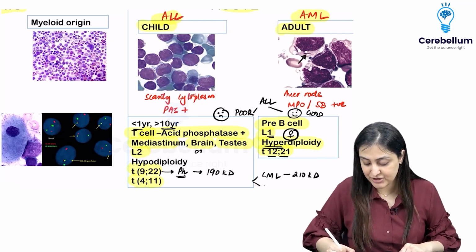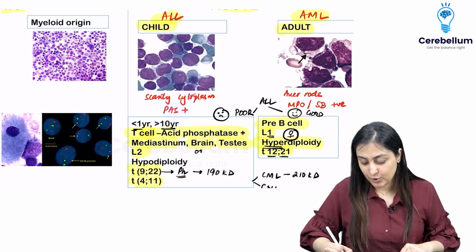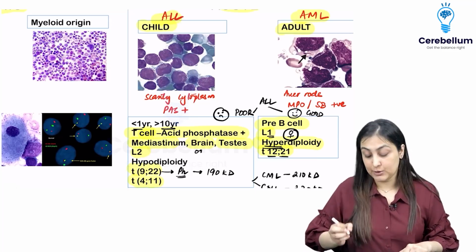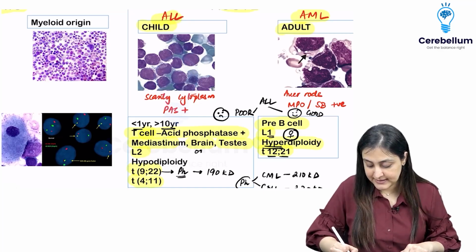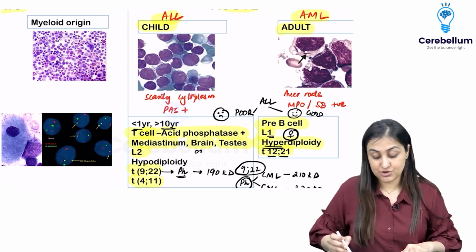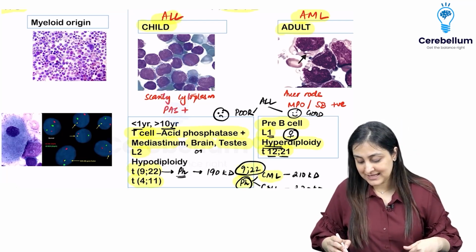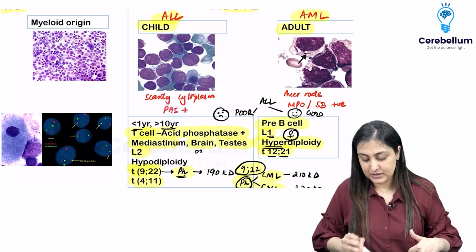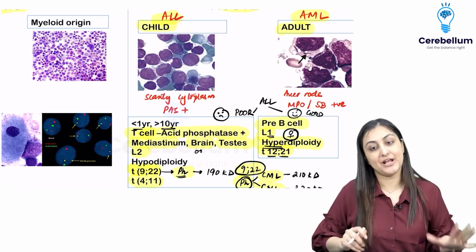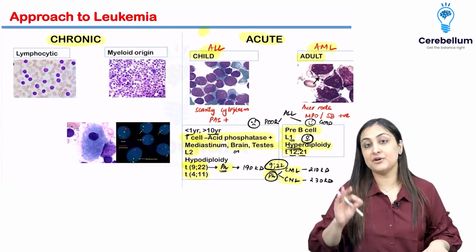And just to give you an extra edge, even in CNL, chronic neutrophilic leukemia, you have Ph which is 230 kilodaltons. So these are 3 differential diagnoses where you can have t(9;22) translocation. So this is CML, CNL and ALL. There are 3 DDs, very important extra edge for INICET. So this takes care of ALL.